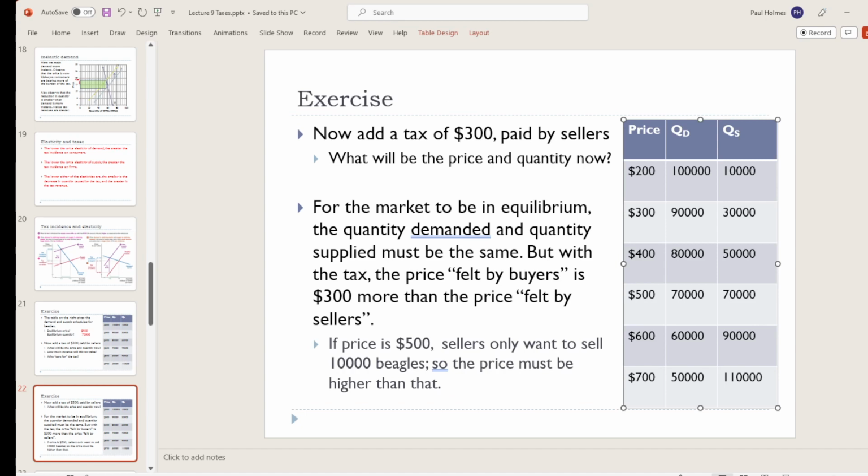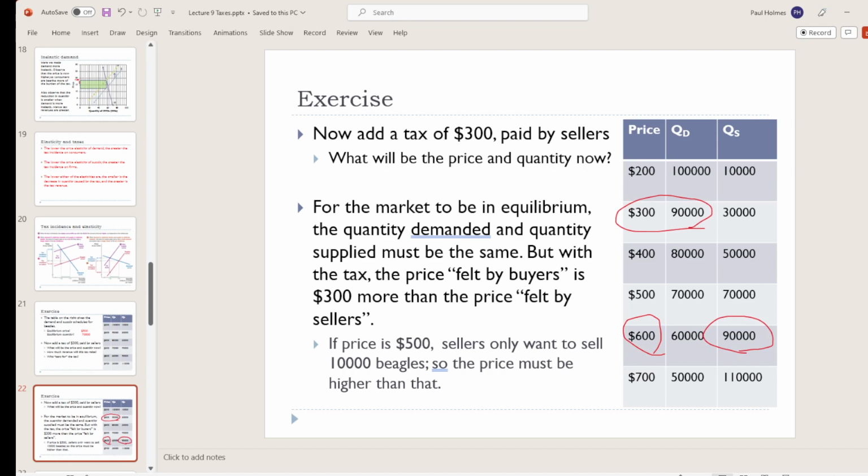Okay, so let's look at one here. Here's one: $300 and 90,000, $600 and 90,000. That looks like it could be an answer here. Let me circle those. Does this make sense as an equilibrium with tax in this market?